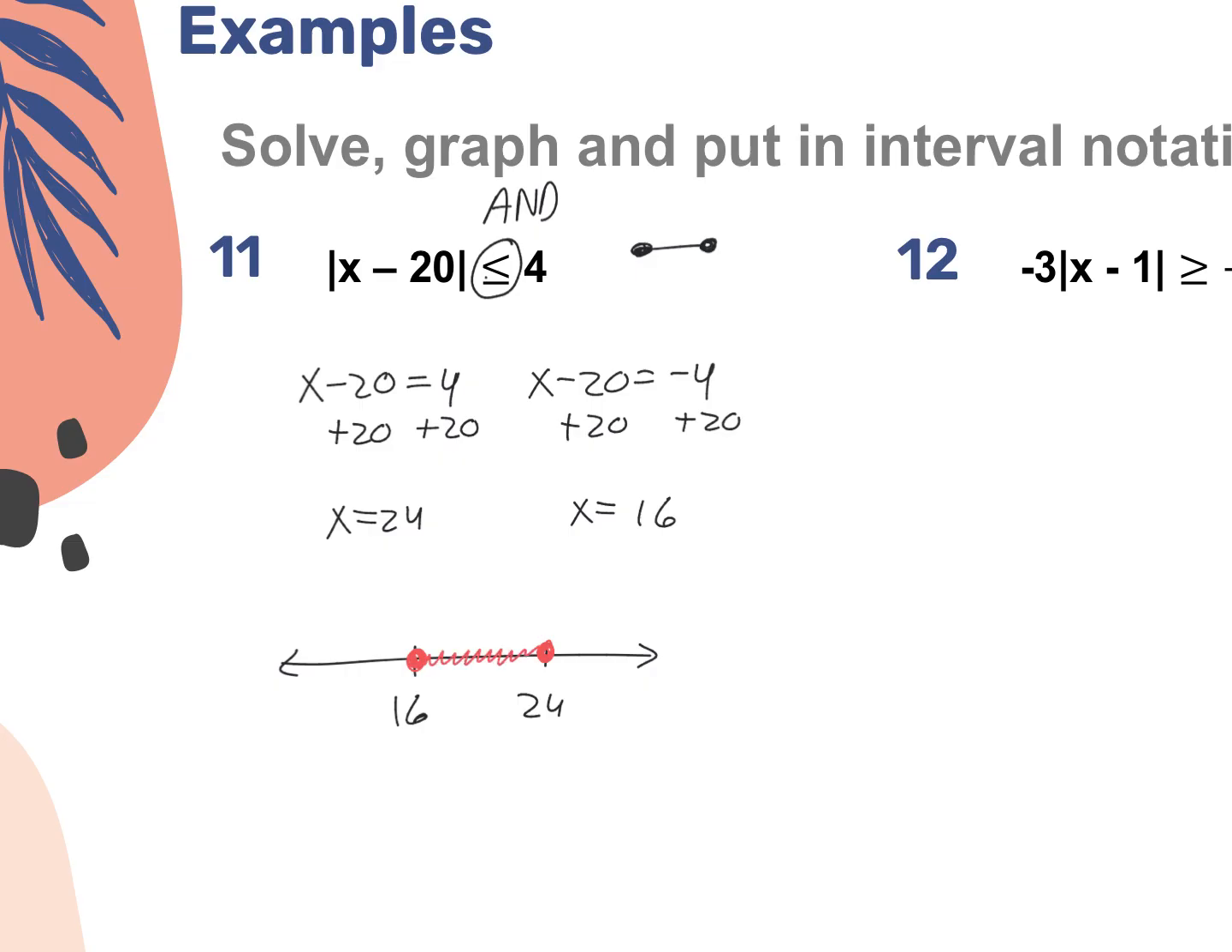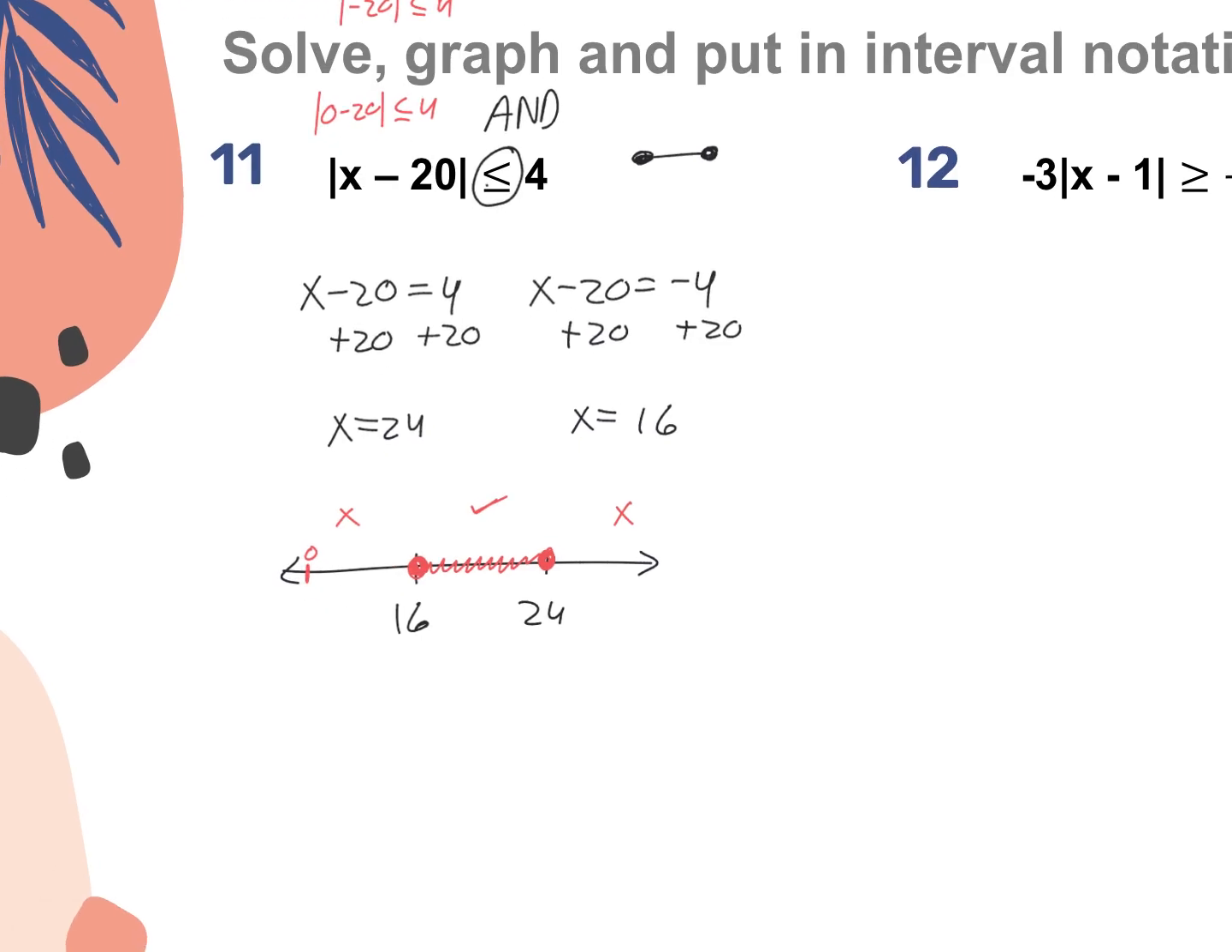If you're not comfortable with that, again, pick a test point and see. Again, the easiest one to test is 0. If I test 0, the absolute value of 0 minus 20 is less than or equal to 4. We get the absolute value of negative 20 is less than or equal to 4. So 20 less than or equal to 4, that doesn't work. So that means this entire section doesn't work. The middle section does work, and the outer section does not work. So this is our answer as a graph.